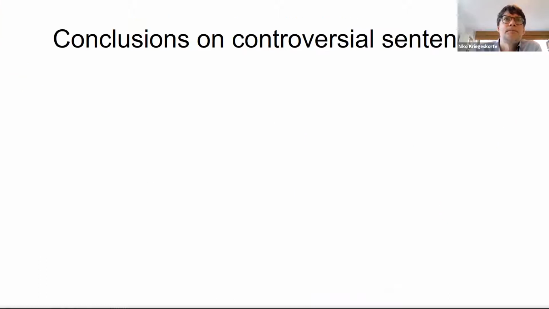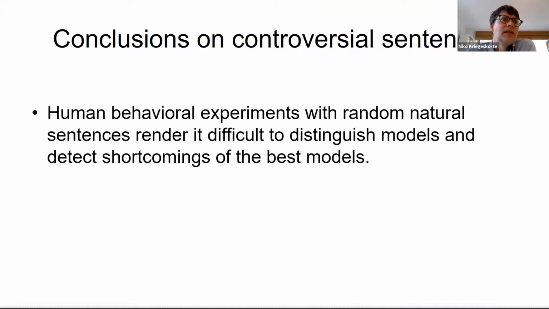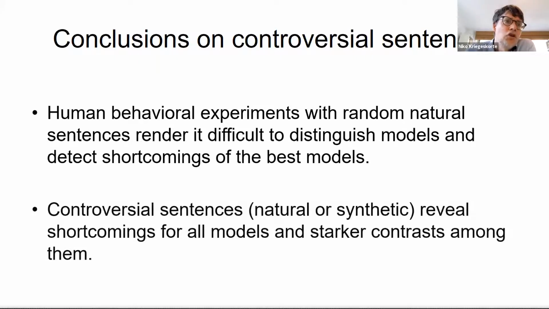But the GPT-2 model, although it dominated most of the other models, did not significantly dominate the Roberta model. So conclusions on the controversial sentences: human behavioral experiments with random natural sentences render it difficult to distinguish models and detect shortcomings of the best models. Controversial sentences, whether natural or synthetic, reveal the shortcomings of all of the models and provide starker contrasts among the models.